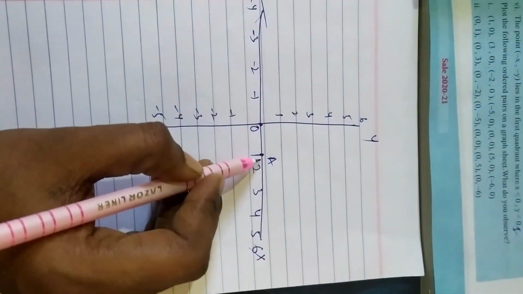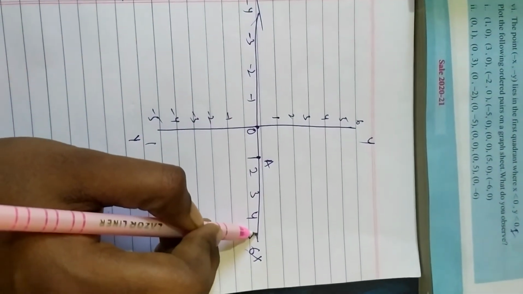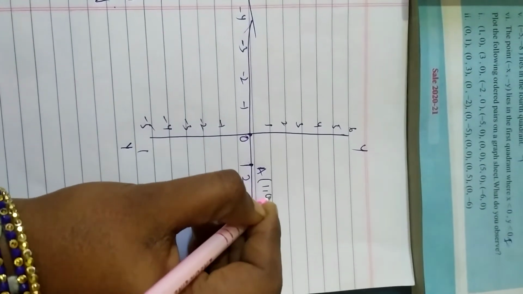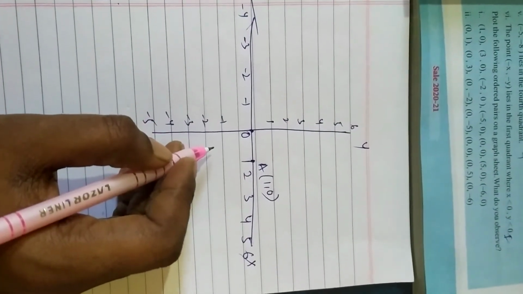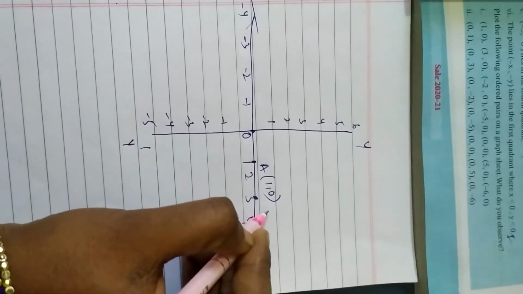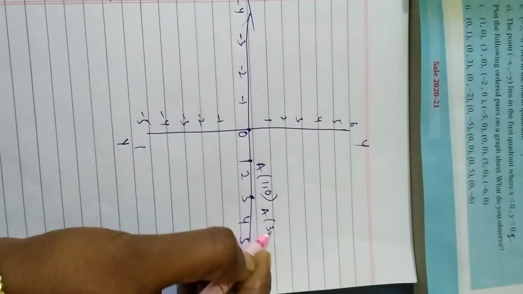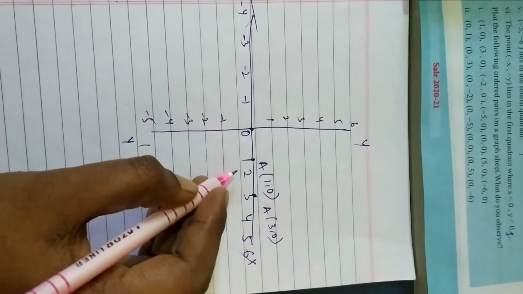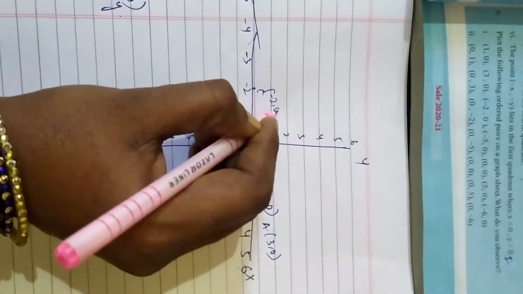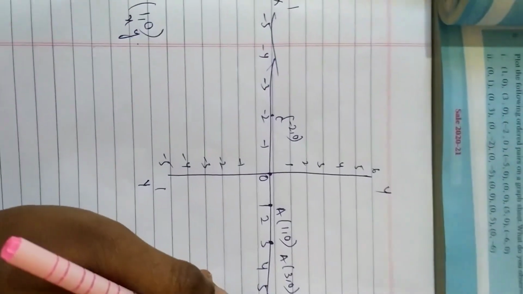Okay, A should be located on which axis? X axis. That is nothing but (1, 0). Next B, what is it? (3, 0). This also lies on x axis. Next, (-2, 0). Here it is C, (-2, 0). This also lies on x axis.